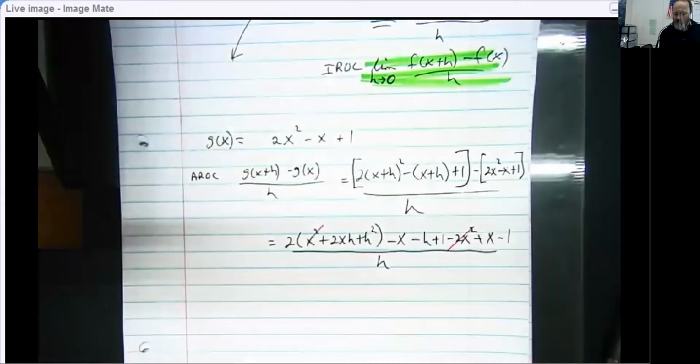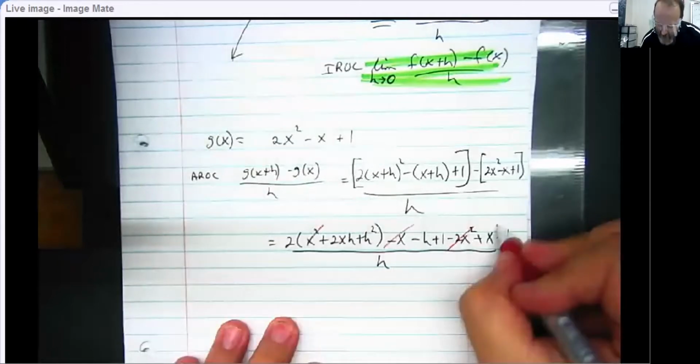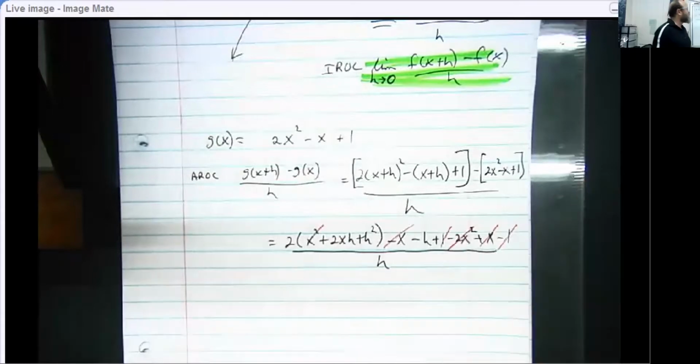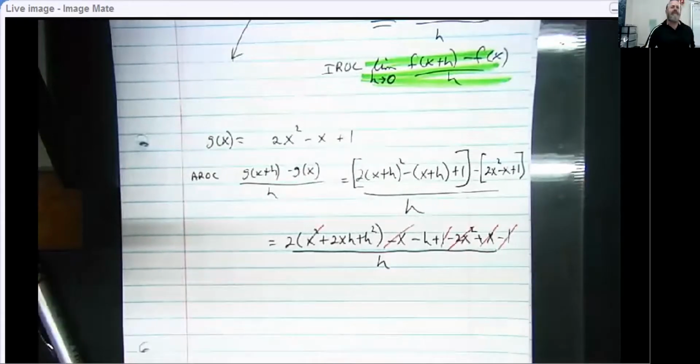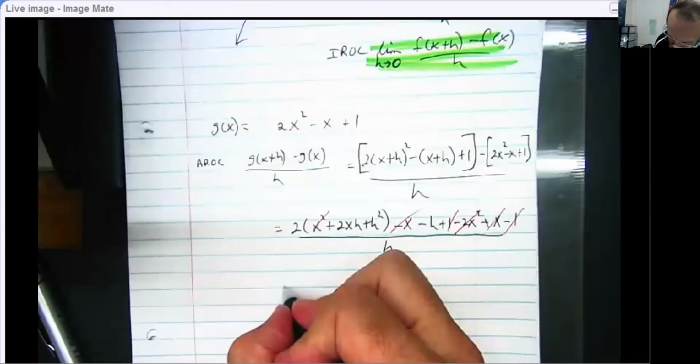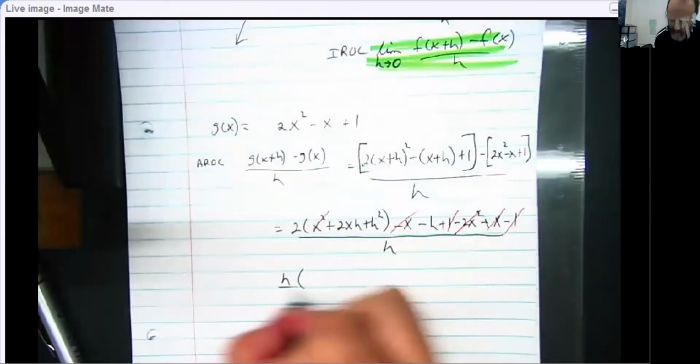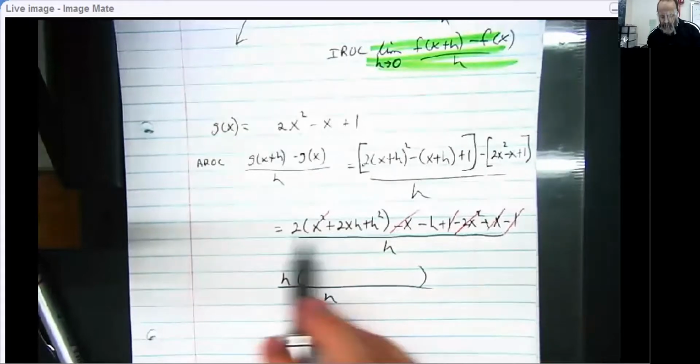Is there anything else that you guys see that I could cancel out? Ooh, the negative x, the positive x. I also see the 1 here and the minus 1 here. In other words, the only terms left, what do they have in them? Oh, so what can you do if everything that is left has an h in it? You could factor it out. That was the whole point. So if we factored out an h, let's be really careful here. I have 4xh, don't I? So that's going to be 4x.